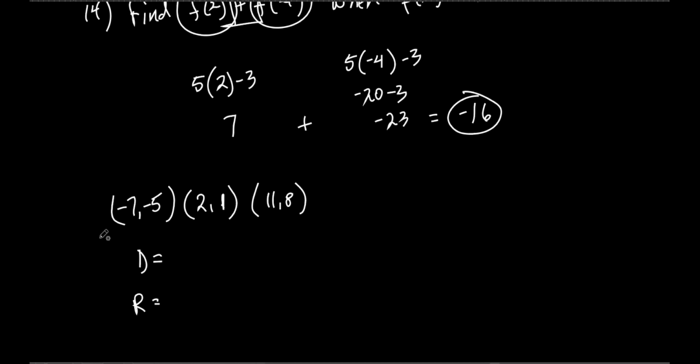All right, so what is the domain? It's just all the x's. Which ones are the x's? Negative 7, 2, and 11. All right? So that's all you got to do. Okay, I don't care if you put a brace around it or anything. Just put D equals. Put commas in between, though, to separate them. Now the range is just as easy. It's just the y's. So what is it? It's negative 5, 1, and 8.